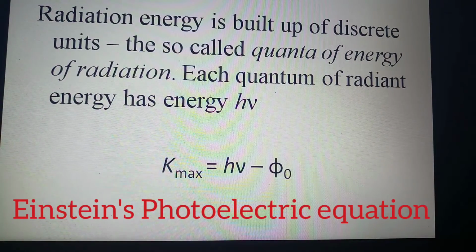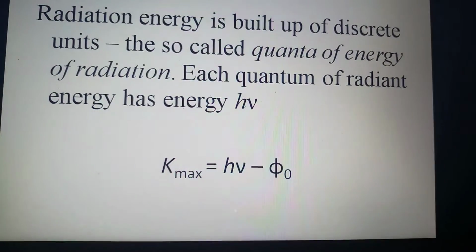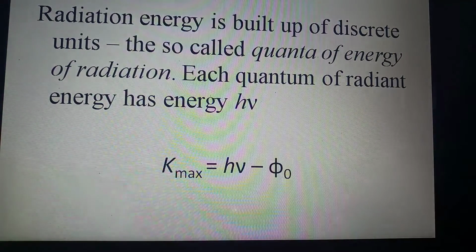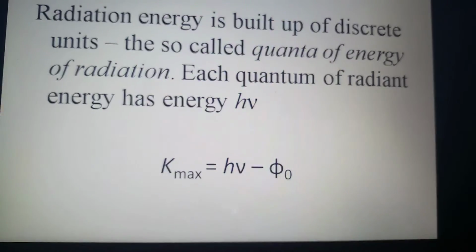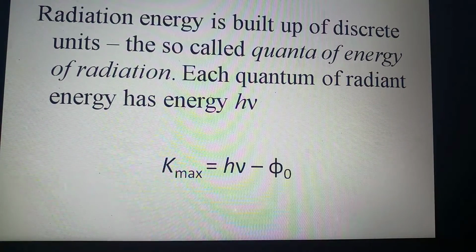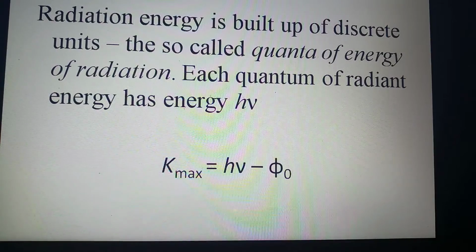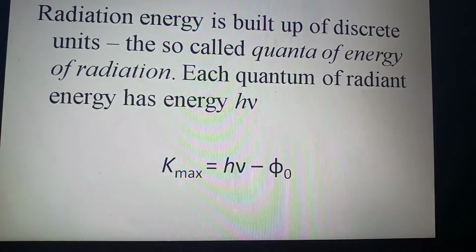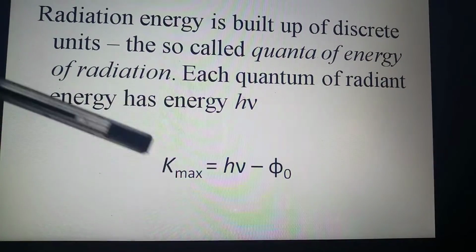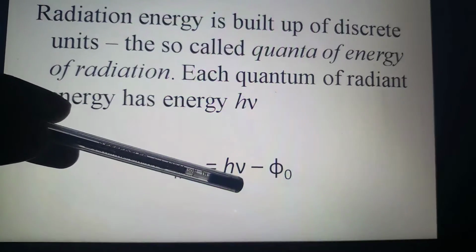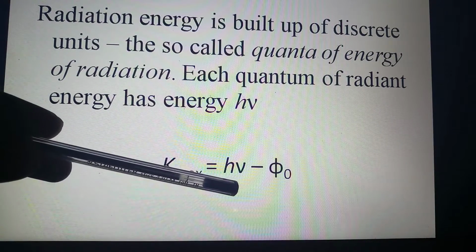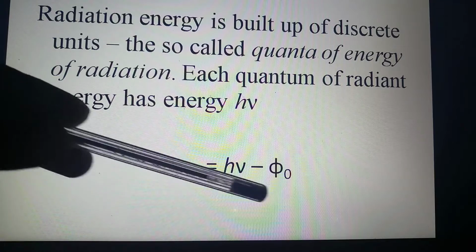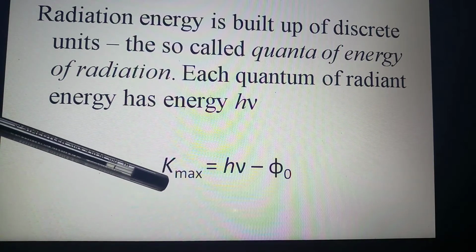Now we are moving to Einstein's photoelectric equation. As per Einstein's theory, the radiation energy is built up of discrete units, the so-called quanta of energy of radiation. Each quantum of radiant energy having a frequency nu will have an energy of h nu. Now you see here, we have a particular frequency, h nu. The energy of this particular radiation is used for two purposes. One is to overcome the work function, and the remaining is given as its kinetic energy.